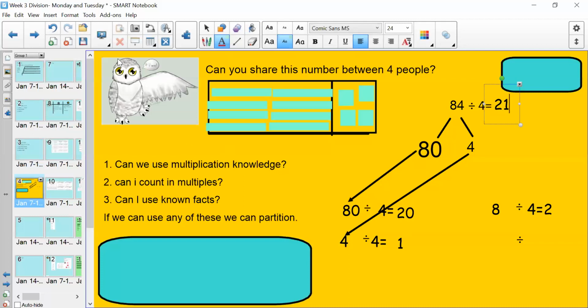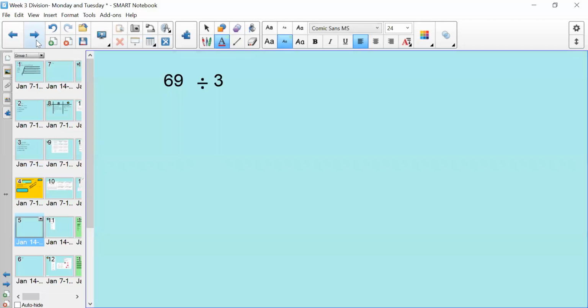Okay, so we're going to have a go now at the next one. I'd like you to try using this method of partitioning with the next sum that I'm going to show you. We've got 69 divided by 3. Think about how you would partition that and then divide those numbers by 3 using your known facts to help you if you need them. So pause the video now and have a go.